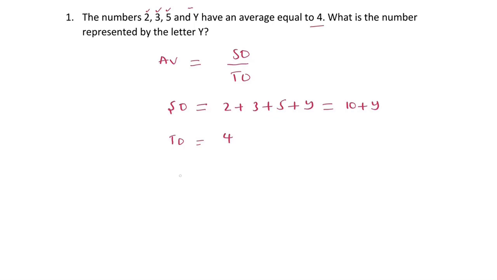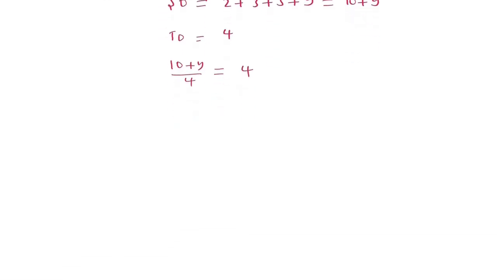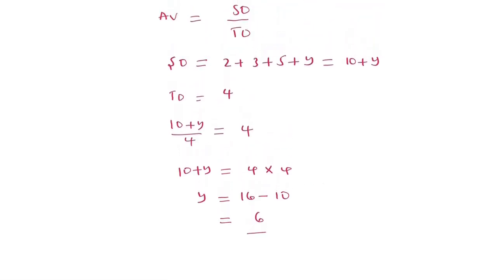Okay, so now let us substitute these values into our formula. We are going to have 10 plus y over 4 equals 4. Okay, so next let us multiply both sides. Then we are having 10 plus y equals 4 times 4. Okay, so solving this, we are having y equals 16 minus 10, of which this becomes 6. And this is the value of y required.